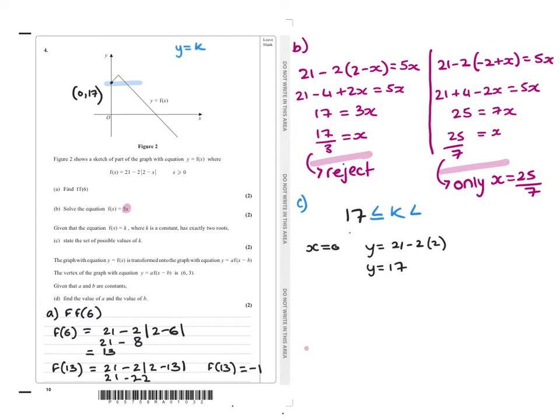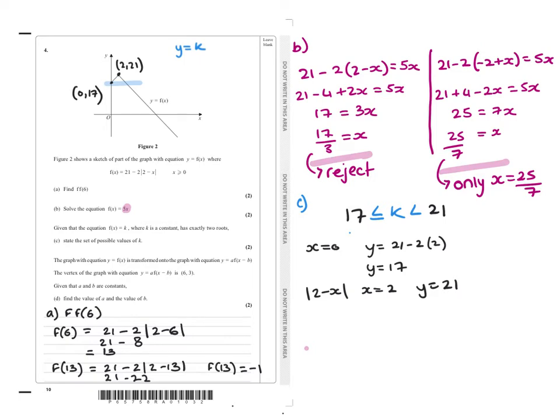Okay, so now we need to find this one here, and that is when the modulus equals 0. So when the modulus equals 0, x equals 2. To find out what y is, we substitute back in, and we're going to get 21, aren't we? So then y equals 21, so we're going to have 21 here. This is (2, 21). Okay, so that's part C done.